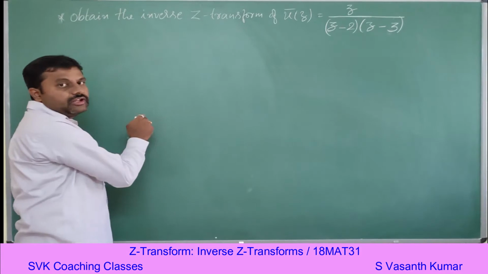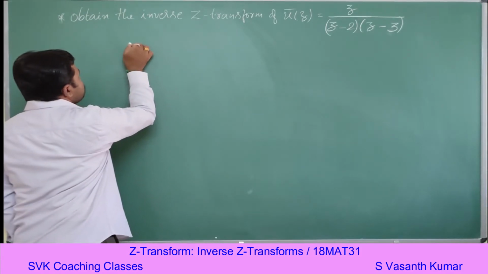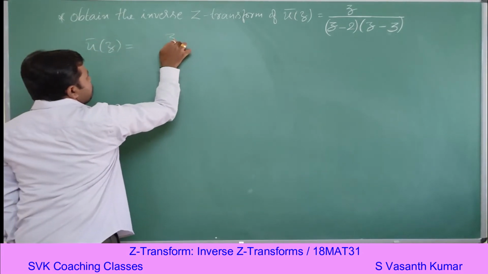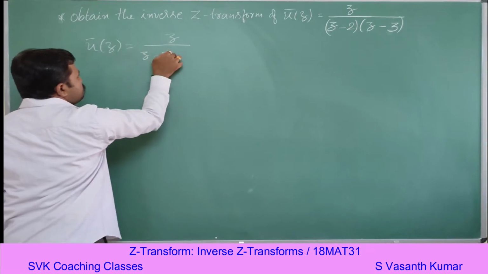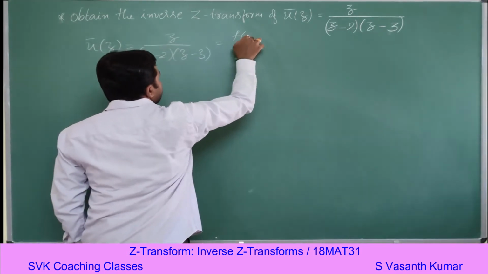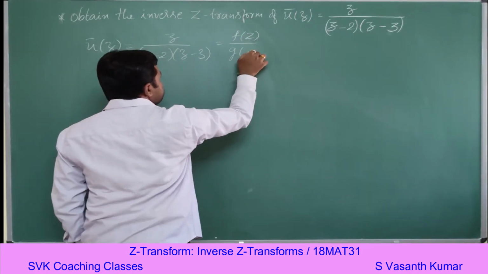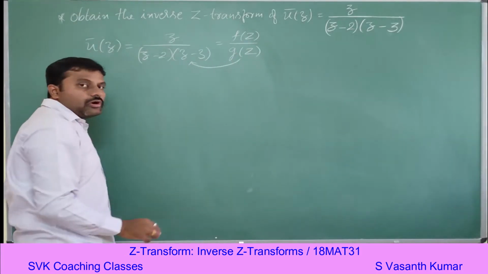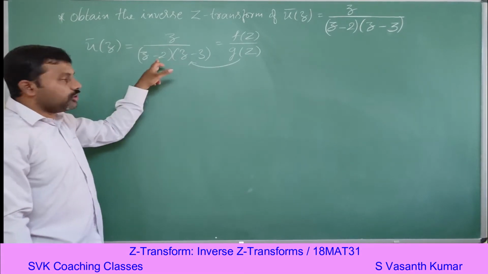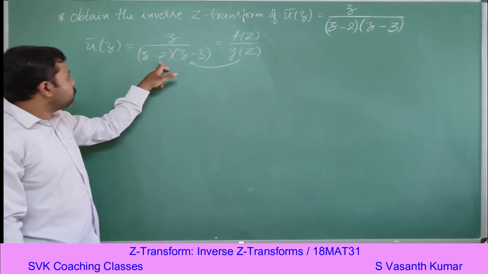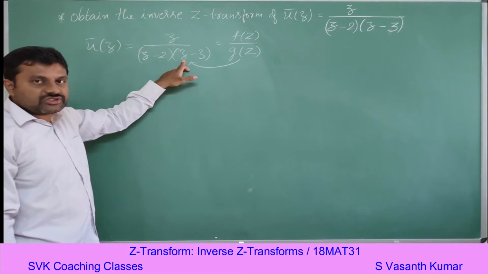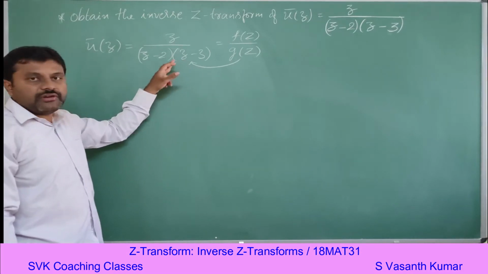Now let us consider the given problem. U bar of Z is equal to Z by (Z minus 2) into (Z minus 3). Now the problem is of the form F of Z by G of Z, and G of Z has already been factorized. In some problems, they provide this as a quadratic equation of the form Z square minus 5Z plus 6. You should factorize that and resolve by partial fraction.